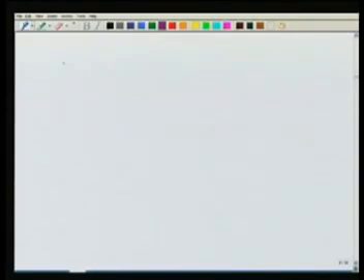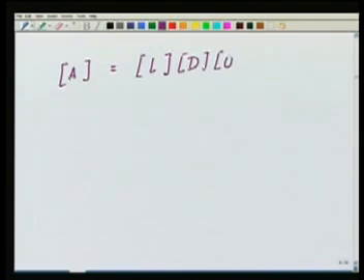So now I can write A as equal to L D U bar. So this is called the LDU decomposition of A.